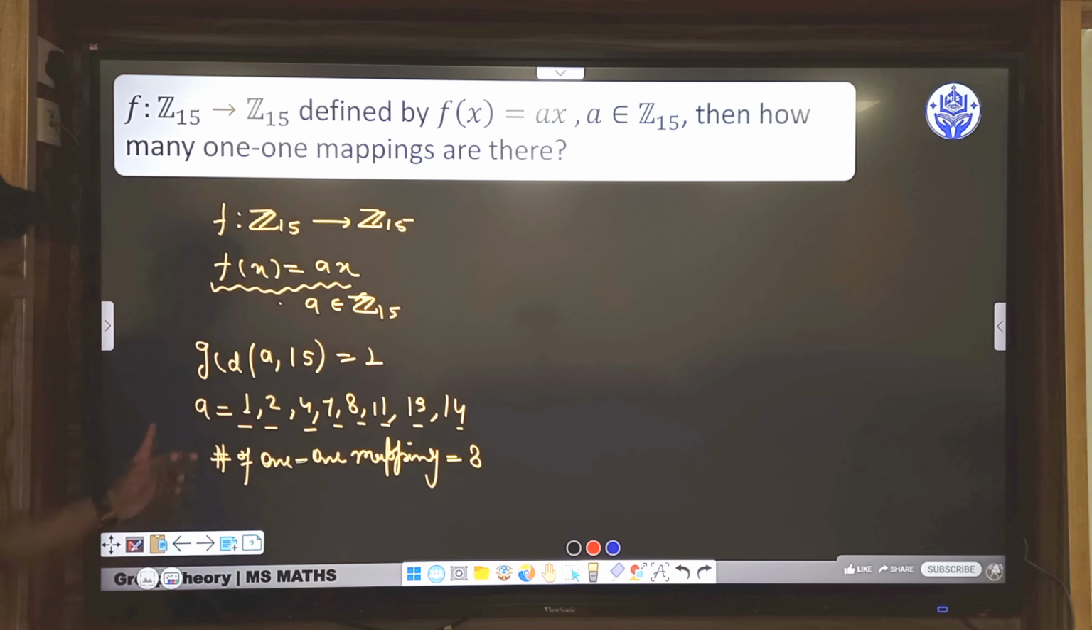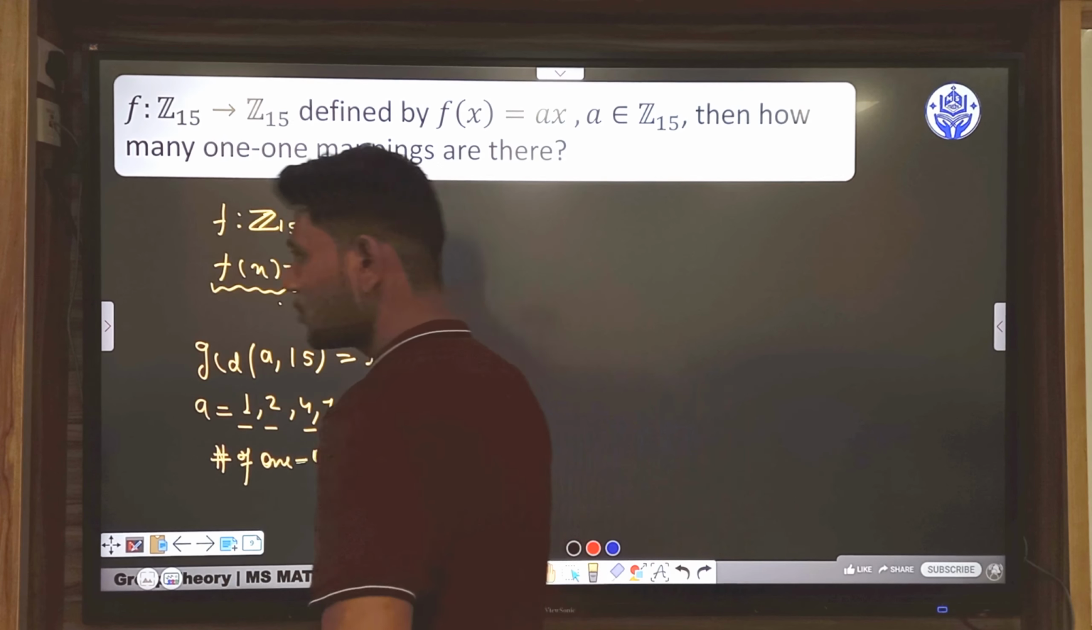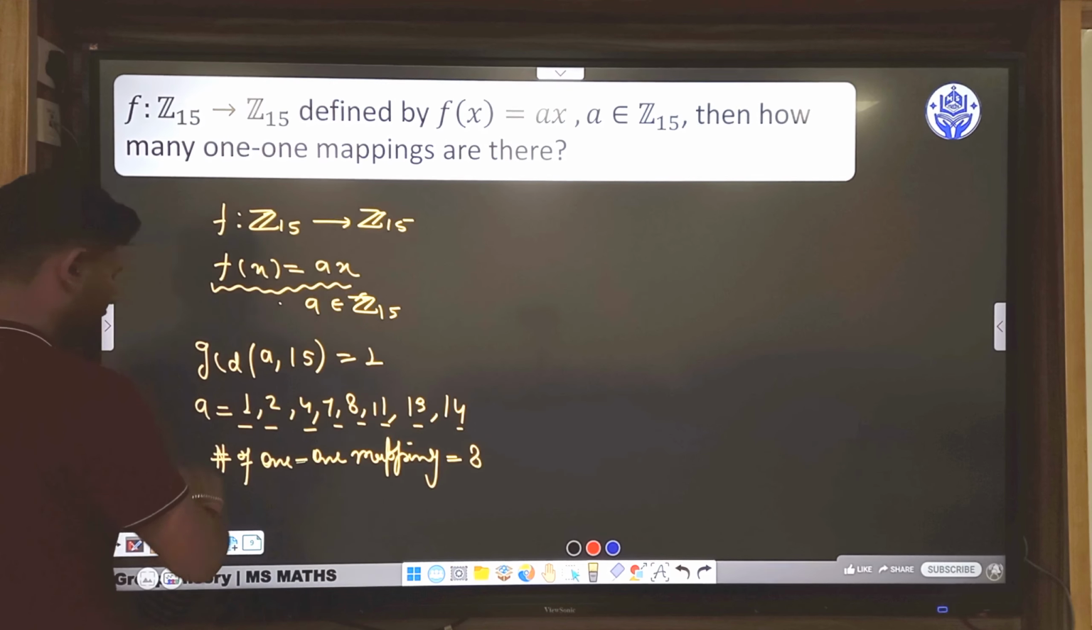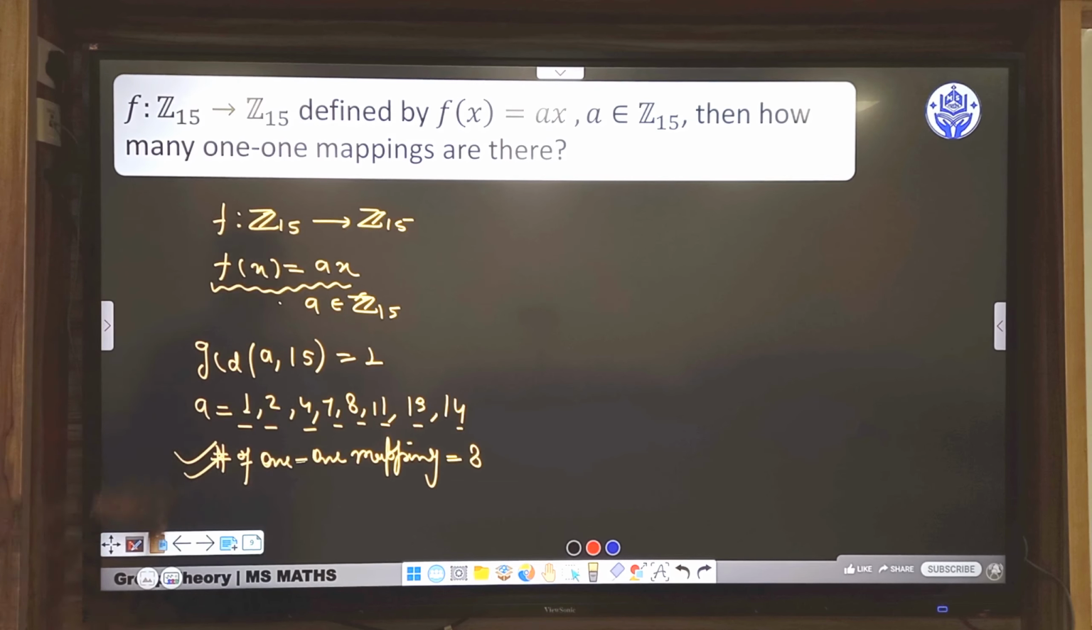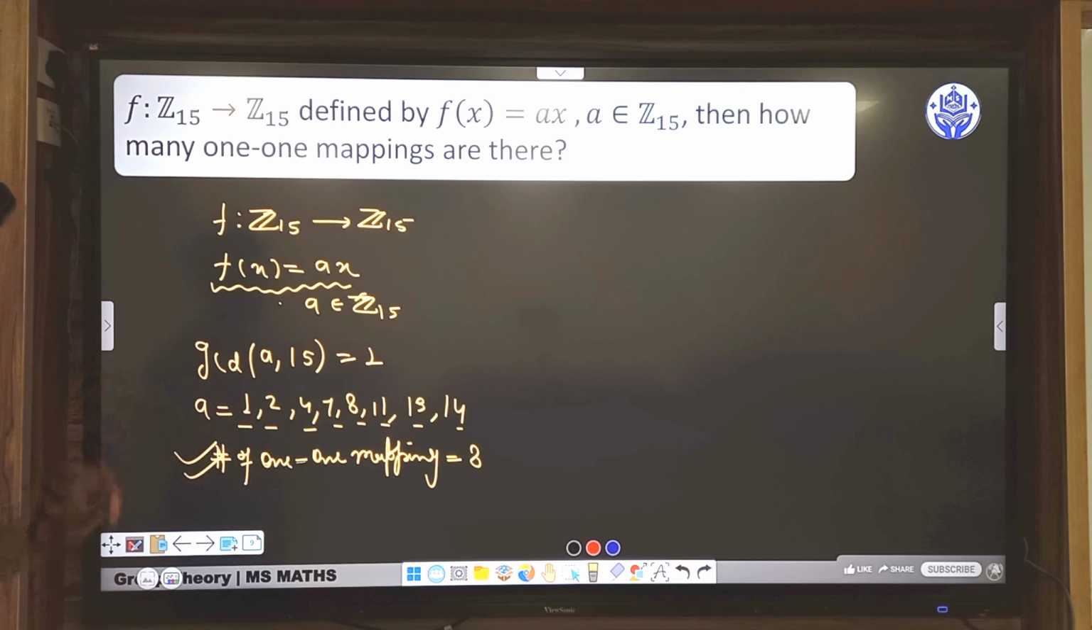So these all are the cases. One thing is that the GCD of 0 and 15 should also be considered, but just think over that. The GCD of 0 and 15 will be 15, not 1. Yes, it is correct. So 8 is the correct answer for this question. You can find it using the result for these types of questions.